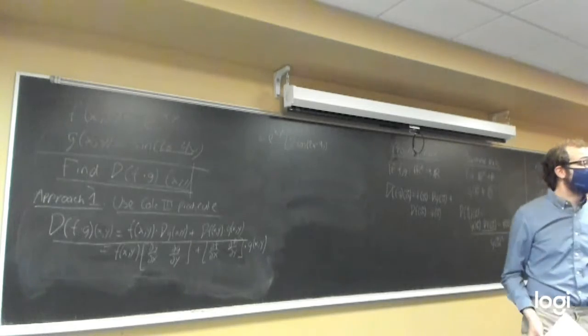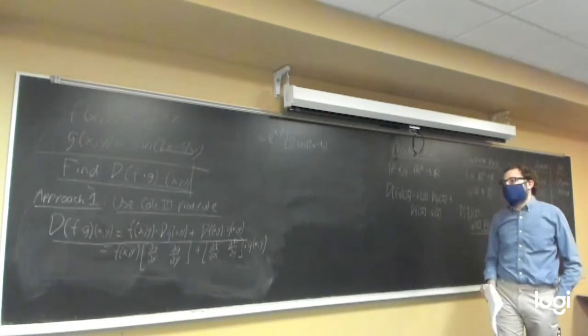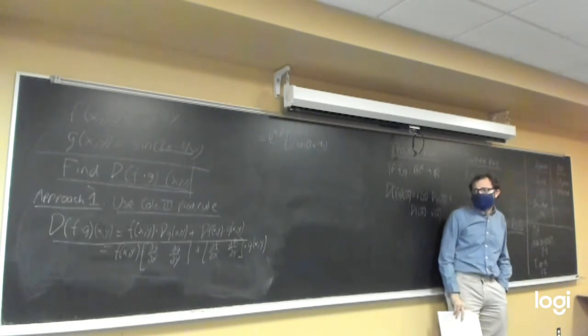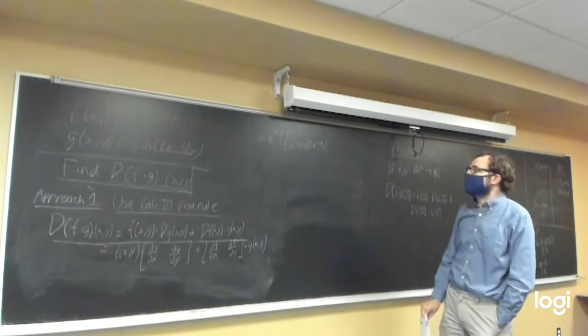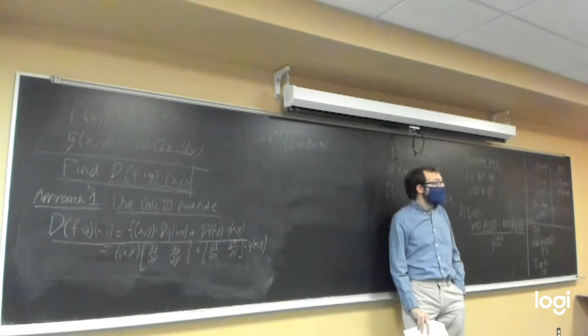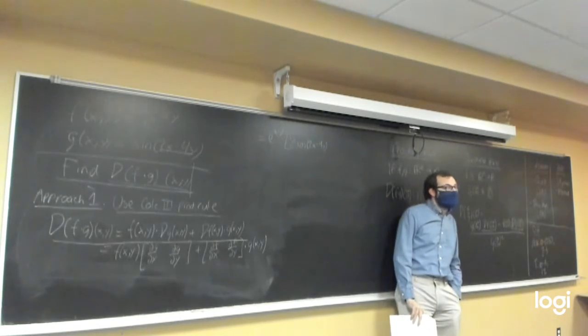Yeah, nice try. How about del g del y? Same function, g of xy equals sine of 2x minus 4y, but now y is our variable and x is a constant.